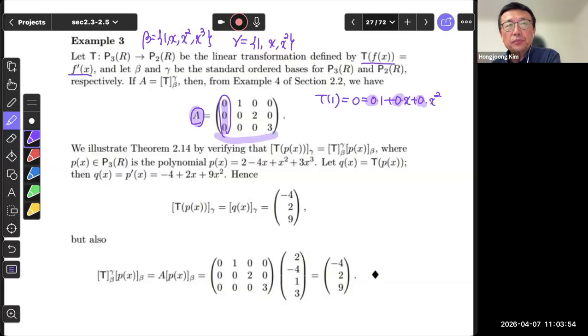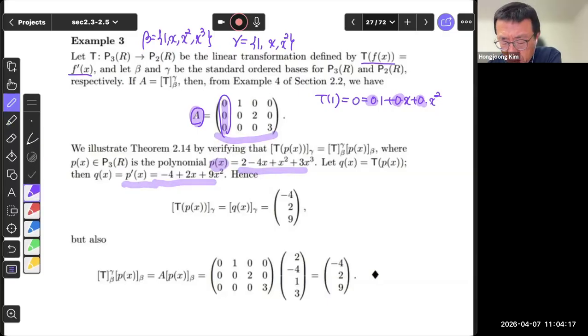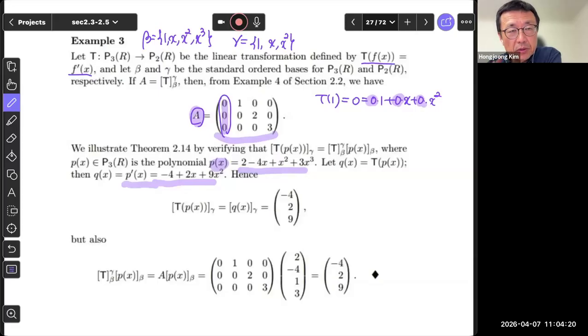Now, if I consider any polynomial in the domain, say P, with this, then what is the derivative of this? The derivative will be this. This is the derivative of this. So the approach 1, which directly considers this operation, is the first approach. The second approach is the following.